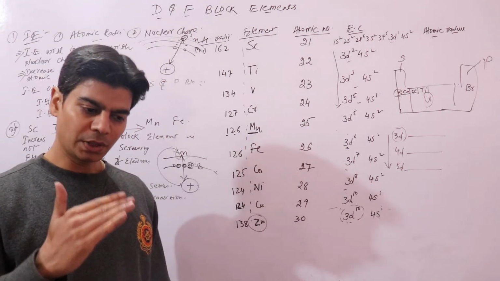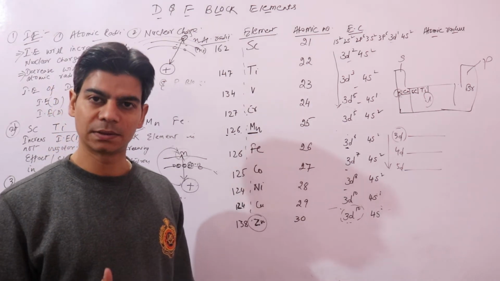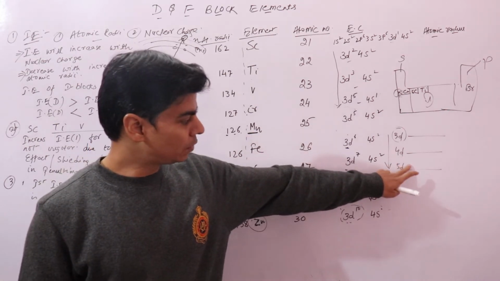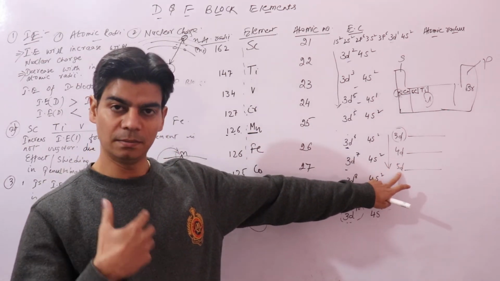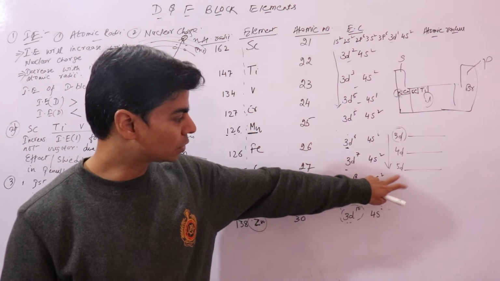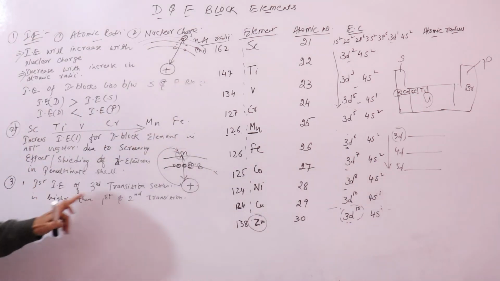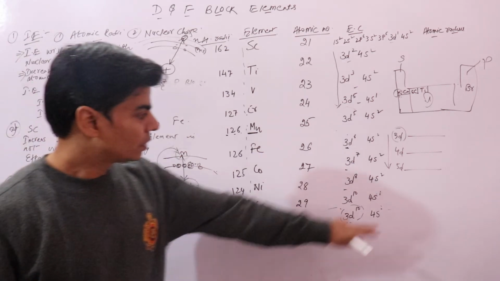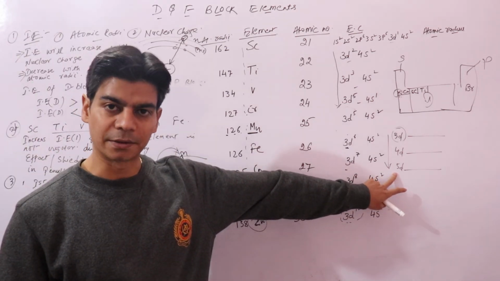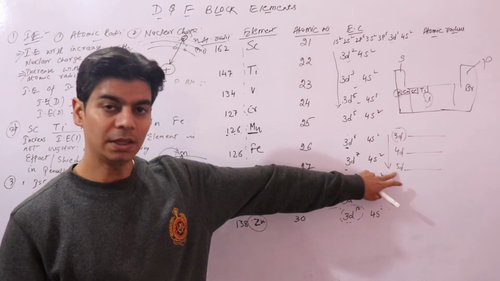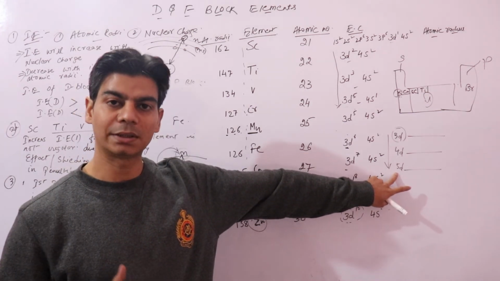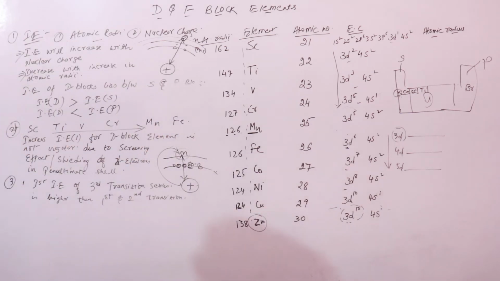So ideally the ionization energy should be less for the third transition series, but it is noticed that the ionization energy of the third transition series is higher, right? Ideally it should be lower because your atomic radii will increase when you come to the third transition series, right?